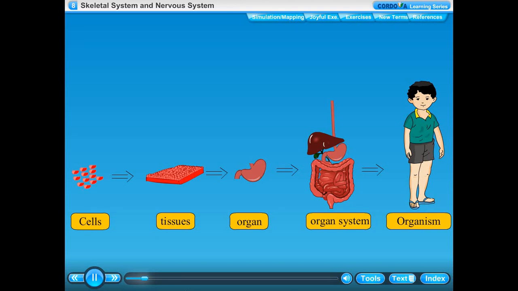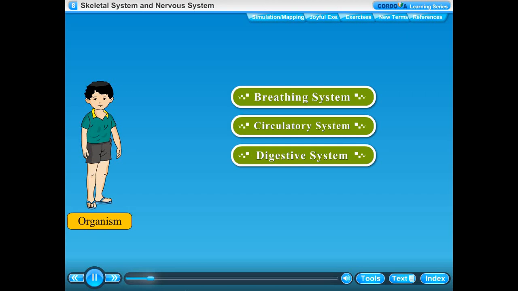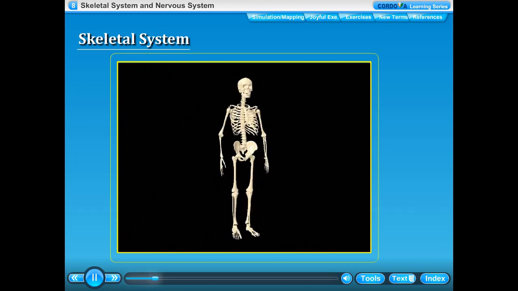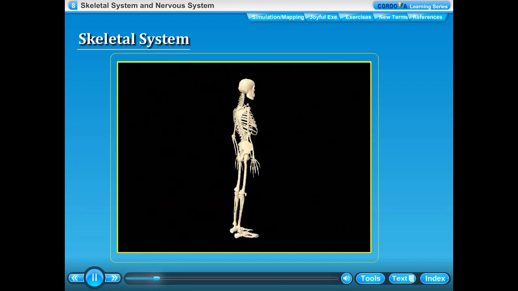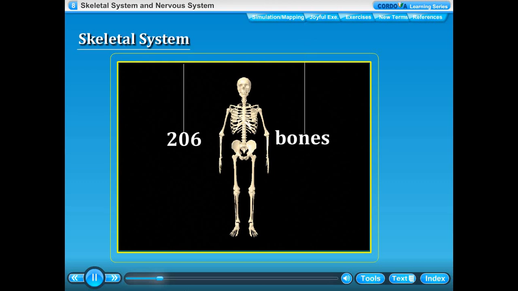In previous classes, we have learnt various organ systems of our body like breathing system, circulatory system and digestive system. Let's make a quick revision of them. Skeletal system. The framework of bones that gives shape, support and strength to our body is called skeletal system. An adult human skeleton has 206 bones of different shapes and sizes. The main parts of the human skeleton are skull, backbone or spine, ribcage and limbs.